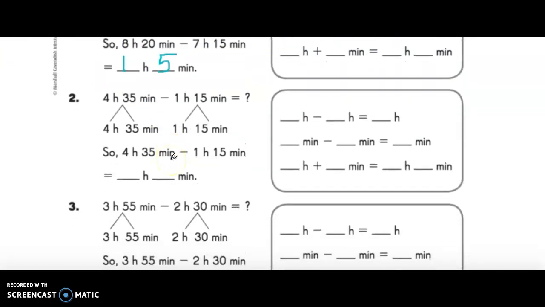So let's take a look at number 2. Again, we're going to start with our minutes. 35 minutes minus 15 minutes will leave us with 20 minutes. And then we need to do our hours. We have 4 hours minus 1 hour to be left with 3 hours, to then get a final answer of 3 hours 20 minutes.